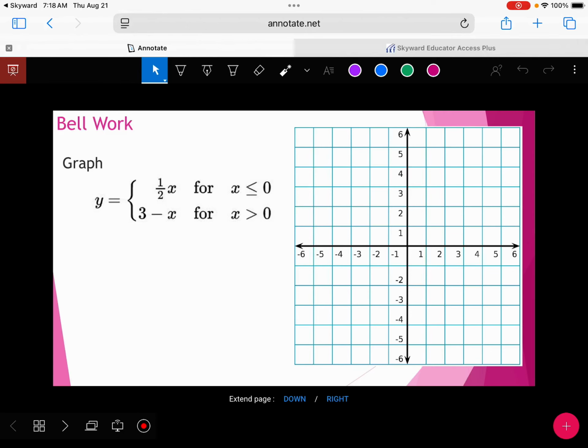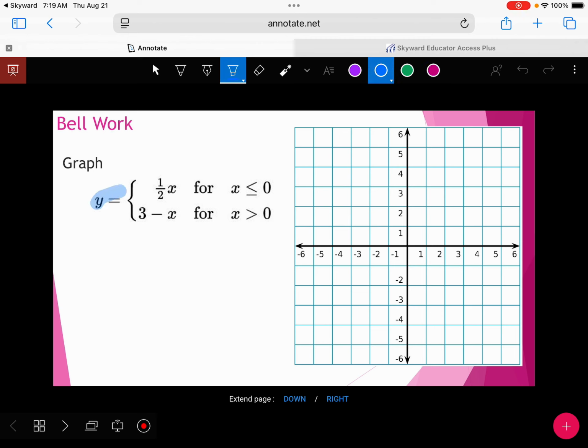Let's start taking a look at our bell work up here. We're graphing one of these piecewise functions. It has two different rules for us, so we're going to have two different little segments. Again, if you want to do this with colors, I've got the colored pencils out, because we have to do two different segments.